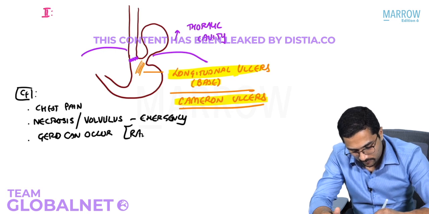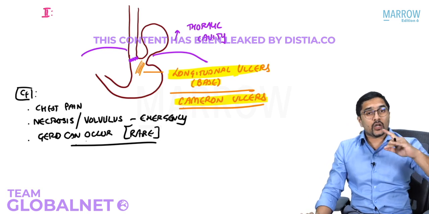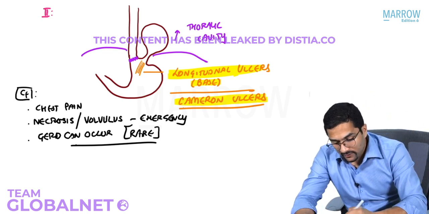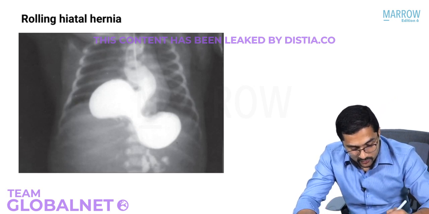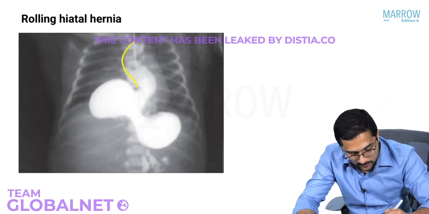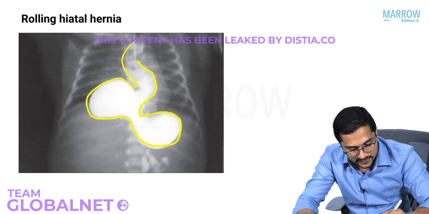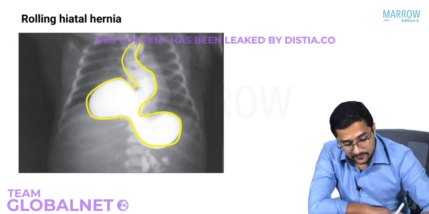It is not as common as in sliding hiatal hernias. Okay. Again, when you do a barium in these patients, you can see in the barium that a portion of the stomach has herniated through the hiatus, and this can undergo volvulus and necrosis.